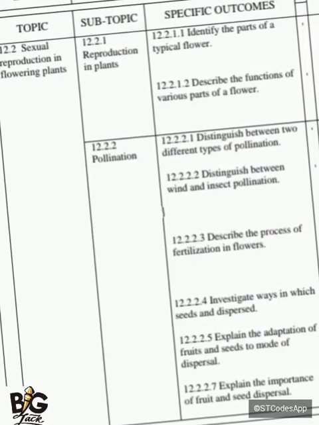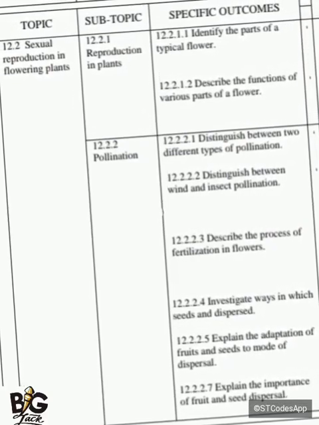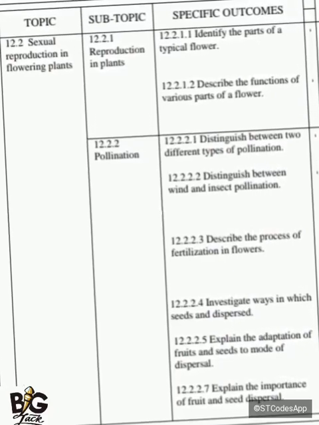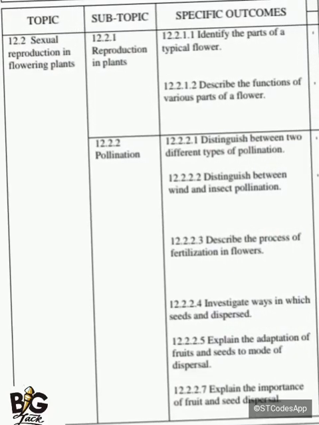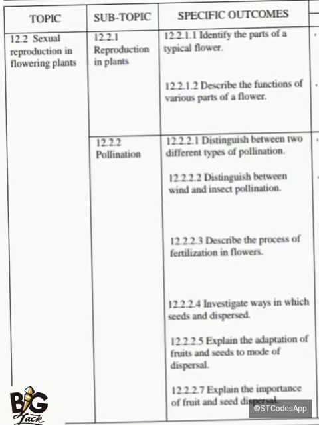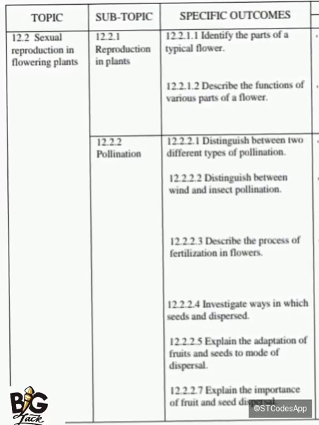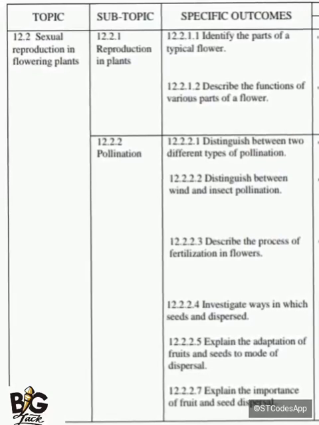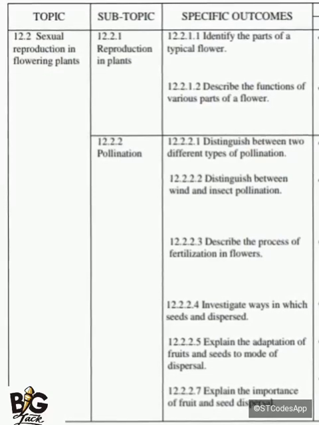So the topics which are likely to come in your paper. The first one is sexual reproduction in flowering plants. Under that one, they are going to ask you to identify the parts of a typical flower. In this part, you are free to research or to watch my videos. Apart from that, they can ask you to describe the functions of various parts of a flower. They are also going to ask you to distinguish between two different types of pollination. For example, they can ask you to distinguish between wind and insect pollination.